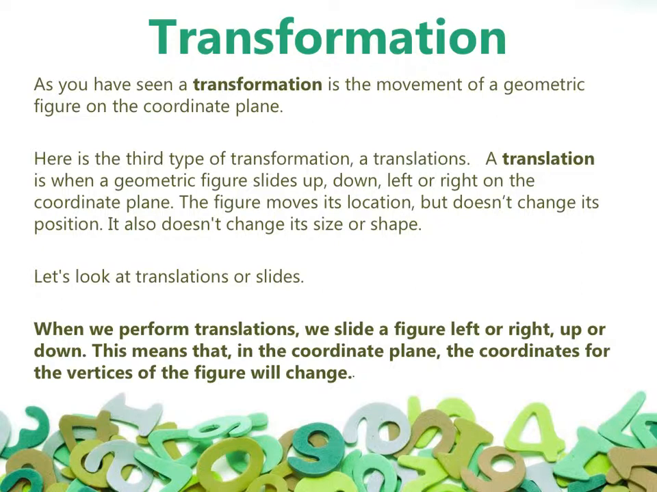Here is the 3rd type of transformation, translation. A translation is where a geometric figure slides up, down, left, or right on a coordinate plane. The figure moves its location but does not change its size or shape. Once again, as we do a translation, we may slide a figure left or right, up or down, or some combination of that. Pay special attention to the fact that the coordinates are changing when that happens.